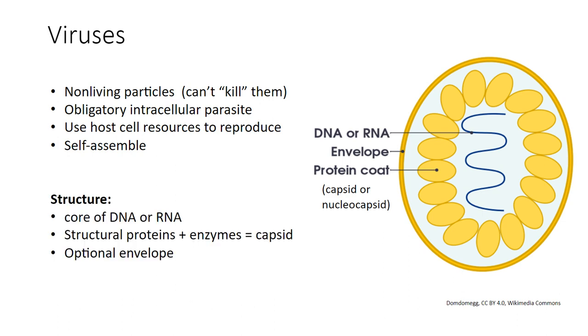So the viruses have a central core of either DNA or RNA. They have around them a capsid that is made up of proteins. And then some of the viruses actually have an envelope outside of that.